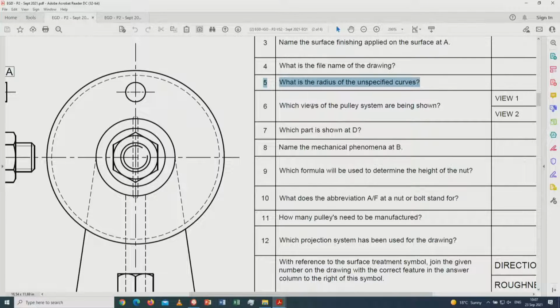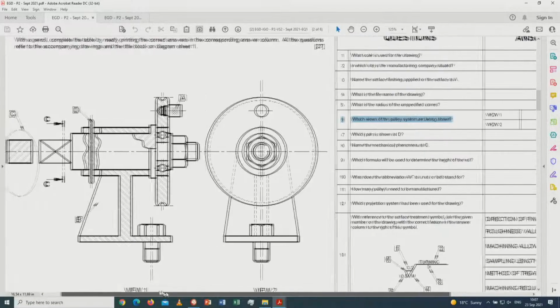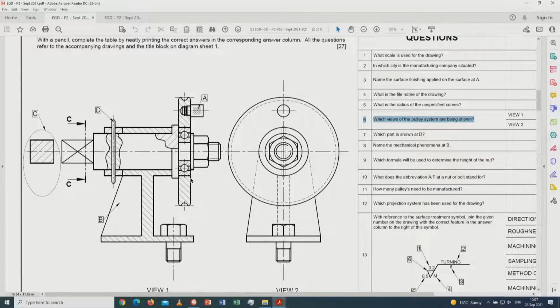Which views of the pulley system are being shown? All right, so now this is the pulley system. These are the views that they're pointing out to you, ladies and gentlemen. Now, if you see the two views next to each other, in that case it means that this can be the front view and this can be the left view. It also tells you that this can be the front view and this can be the right view.